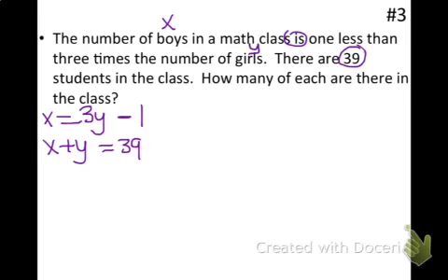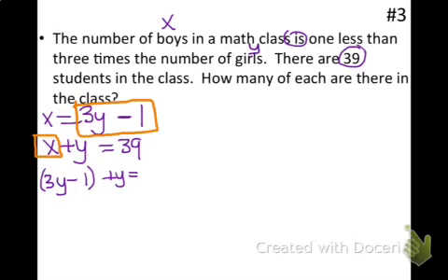So for this one, there's a number of different ways you can do it. You can do it by hand. You can solve for y. Actually, what I'm going to do for this one is I'm going to use a substitution method. I see that I already have x solved for. So what I can do is I can plug x's value into x for the other one. So instead of saying x plus y is equal to 39, I'll say 3y minus 1 plus y is equal to 39.